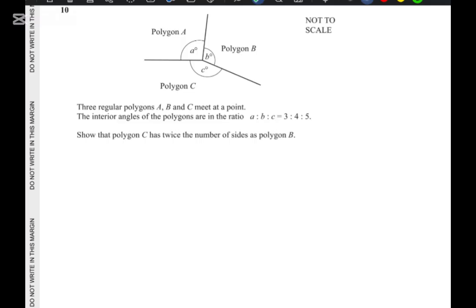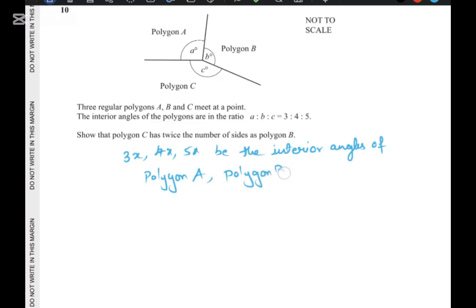So let us take these three angles, the ratio of angles is given, so we will take 3x, 4x and 5x to be the interior angles of polygon A, polygon B and polygon C respectively.